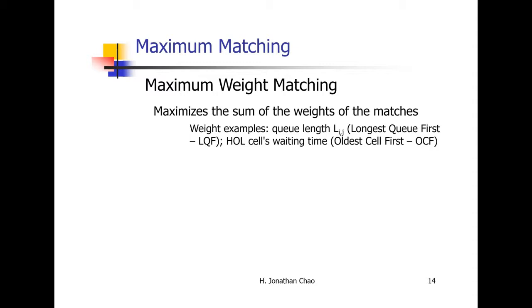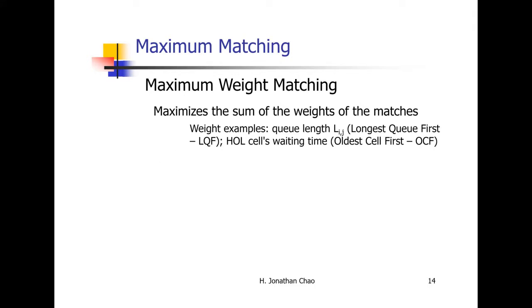In the maximum weight matching, we find the set of edges, so we do the selection of the cells, maximizing the total weight of the matching. The total weight of the matching is the sum of the weights that we can assign to each connection.